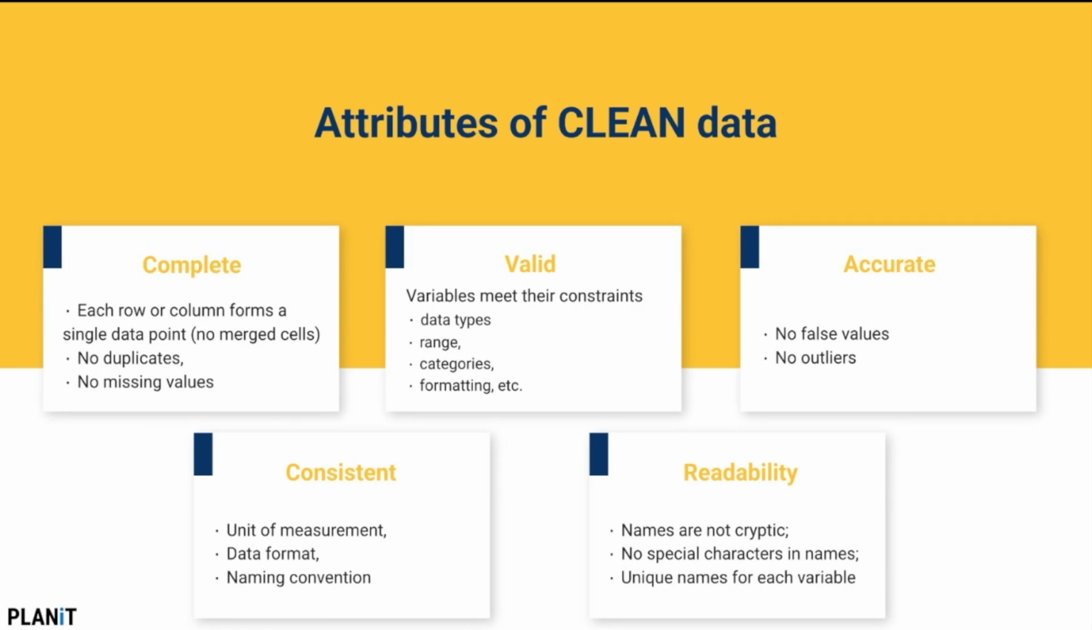A data set is complete when each row or column forms a single data point, therefore an observation, meaning there are no merged cells or multiple entries in each cell. And it must have no duplicates or missing values. And data is valid when variables have the right data type and fall within the range that it's supposed to be in and have the category that it's supposed to have.